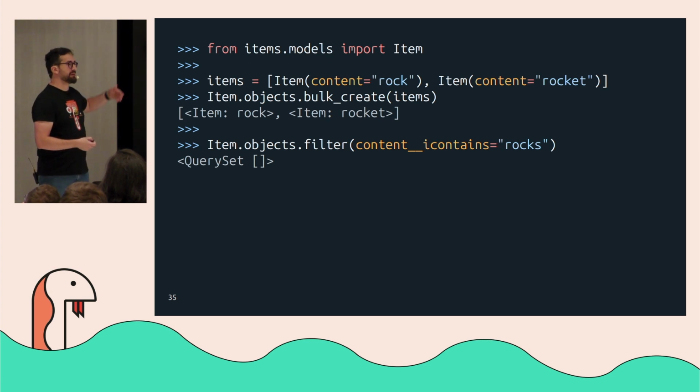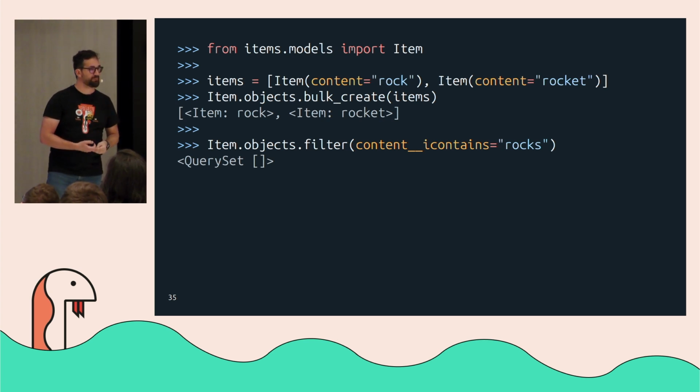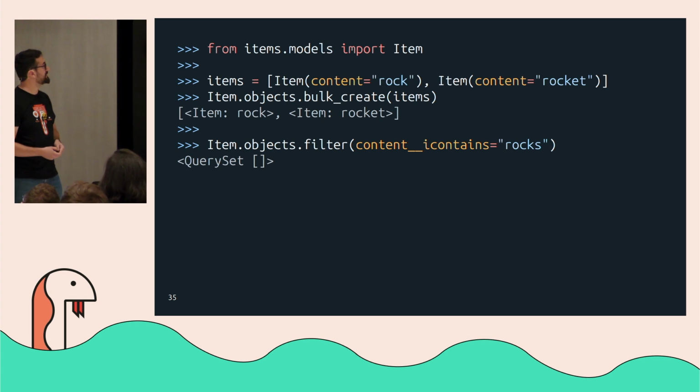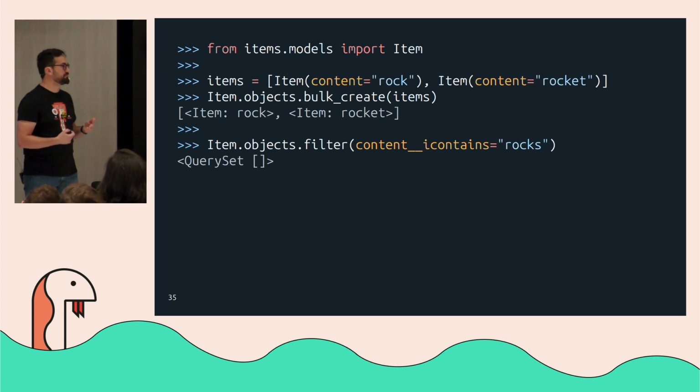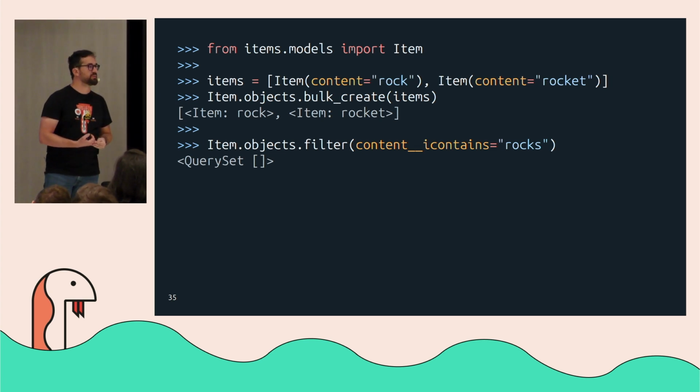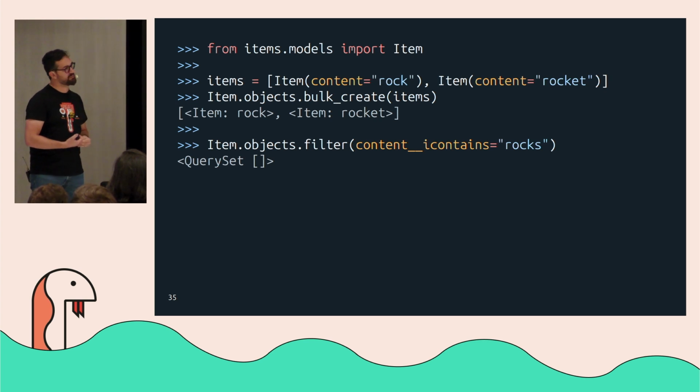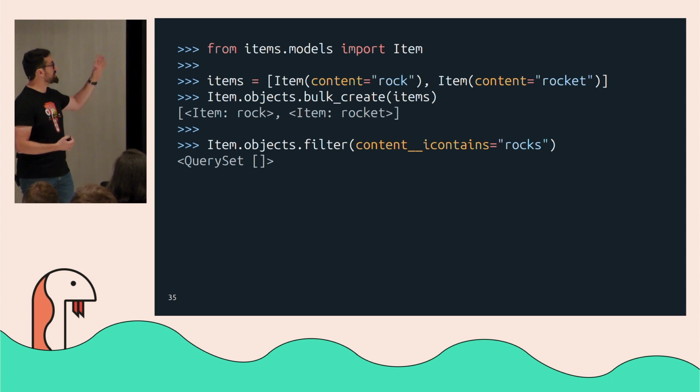We use the creation again to put some content on it, and we try to do some filters. In this case, we created two items, rock and rockets, and we are trying to search for rocks, which is slightly different from the content we put in it. And as we saw, the queryset is empty.